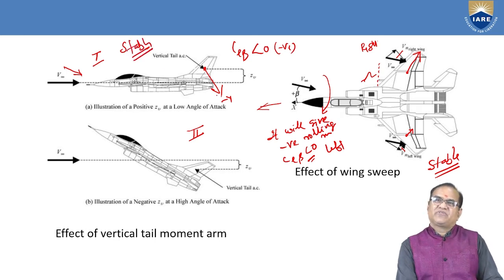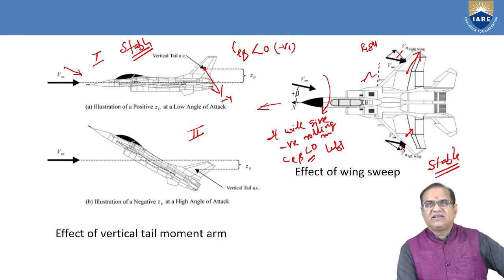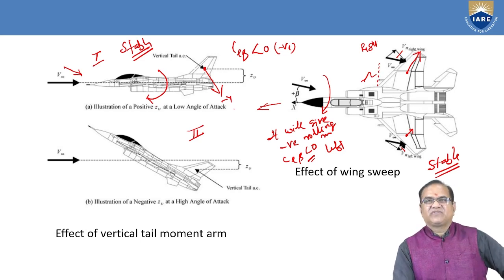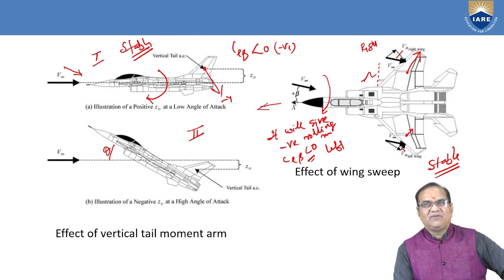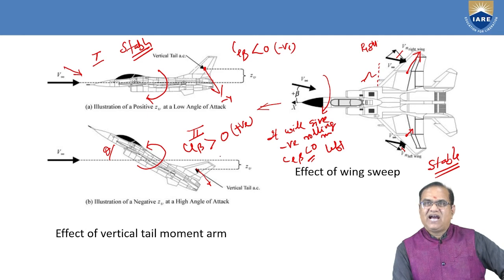So if the aerodynamic center of the vertical fin is above the horizontal plane, at height ZV, because of this Y into ZV, this will try to rotate the aircraft in this direction. So it will be a stabilizing factor. But for the same aircraft, if this theta is increased and this AC has gone down, what will happen? The force is acting here and it will rotate in the opposite direction like this. So CL beta is greater than 0, or positive. If it is positive, it is an unstable case.